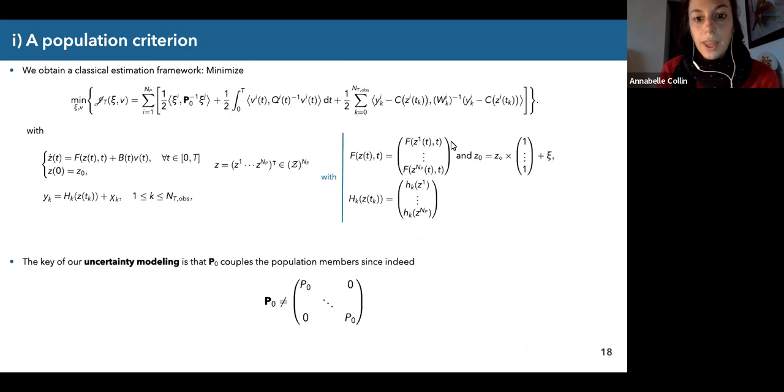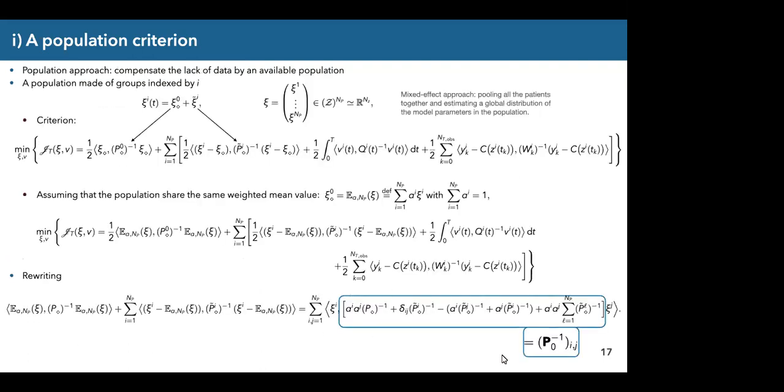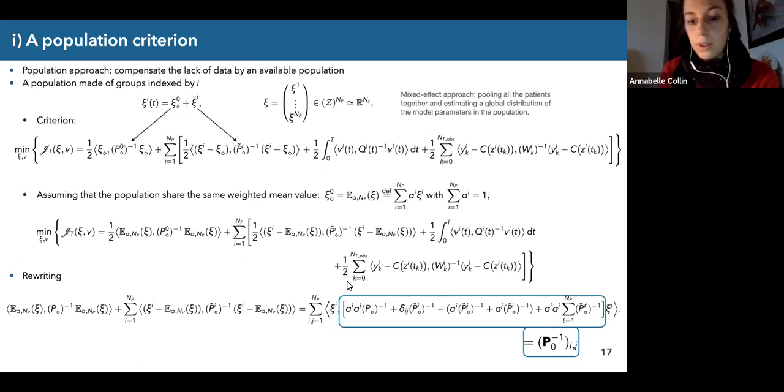of the solution. You can see that every term contains all the population that we are considering here for the models, for the observation operator, and also for the error model noise that we can consider. The key of uncertainty modeling is that the matrix here, P0, which is the covariance matrix, couples the population's members, since we don't have only one block diagonal matrix which just combines all the population. We really have a coupling, which is due to the fact that here the terms contain the P0 matrix combining all the patients or all the regions or departments of the population.